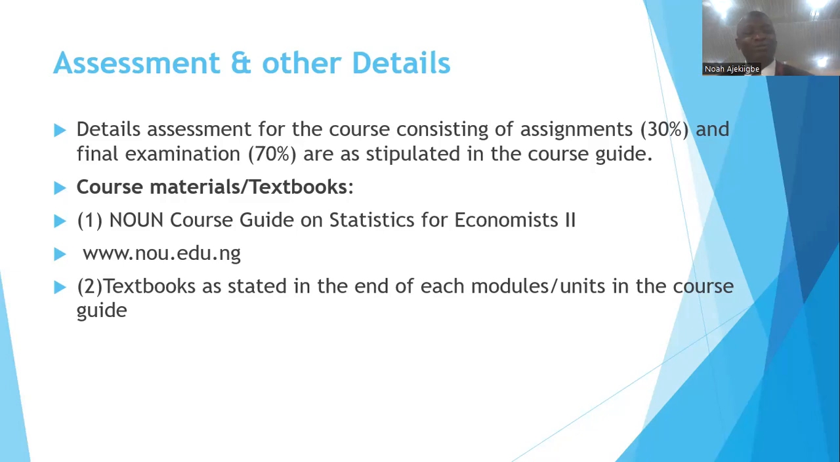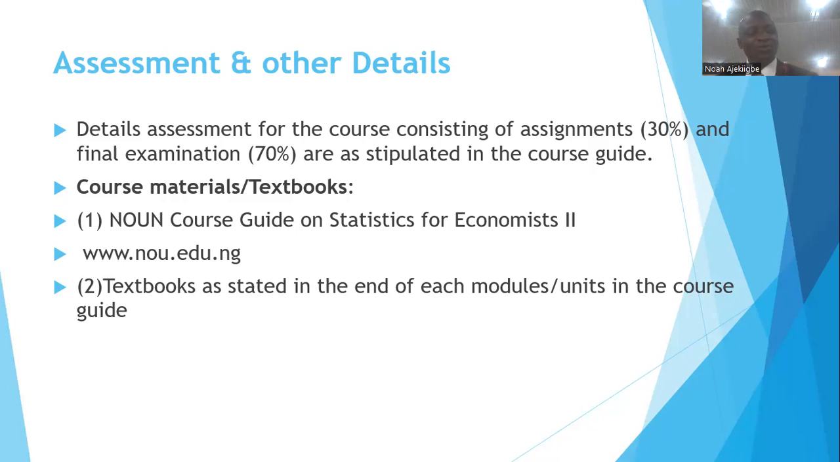Now, I told you before that you can access the course material or the course guide on Science for Economics 2 and the website you can see on the screen. The various textbooks are stated in the course guide. Accessing the course guide, you'll be able to look at some of those textbooks, and you should go through as many as you can lay your hands on, so that you gain a deeper understanding of the entire course.